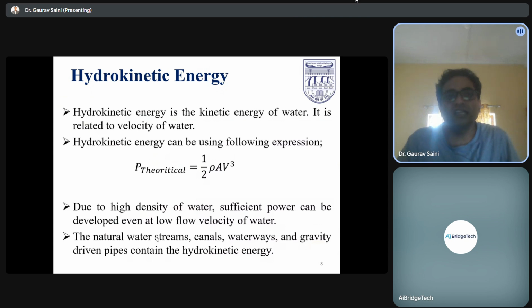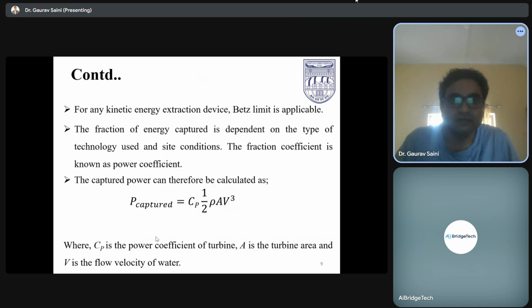The theoretical hydrokinetic energy is similar to wind energy systems: half rho A V cubed. You can see the velocity plays a significant role, with a cubic relationship to the power. Due to the high density of water compared with wind, we can get a significant amount of power even at low flow velocity. There may be a number of natural water streams, canals, waterways, and gravity-driven pipes that contain hydrokinetic energy.